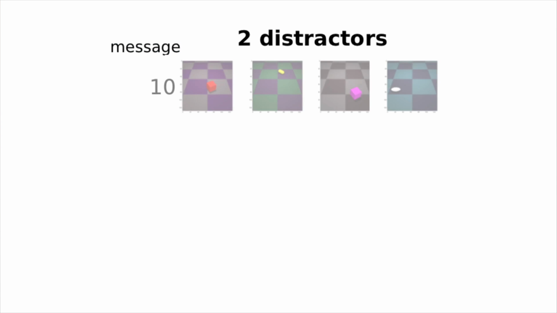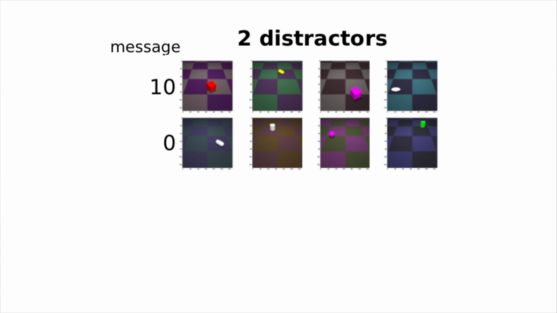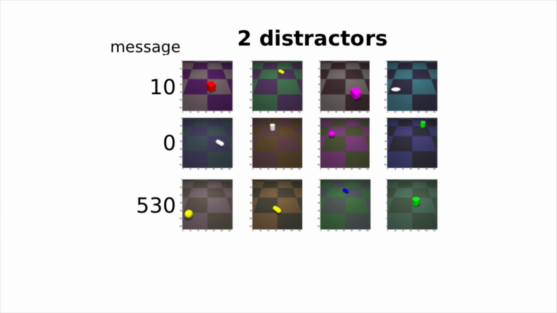But here's another example. Here we only have 2 distractors, and now look. Here is a message, and it's all over the place. They're not the same position, they're not the same color, they're not the same shape. Here's a different message, and again it's all over the place, and a different message, and it's all over the place. So when there's only 2 distractors, the models seem to be kind of lazy, and they're not communicating things nearly as clearly as in the 20 distractor case.